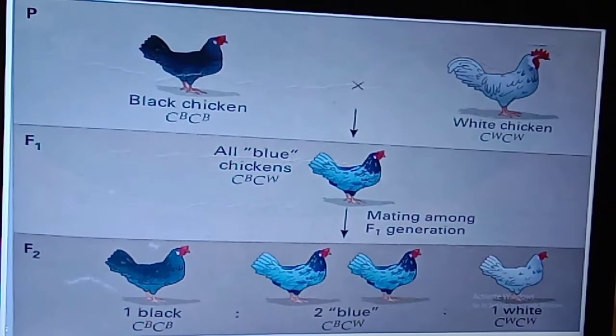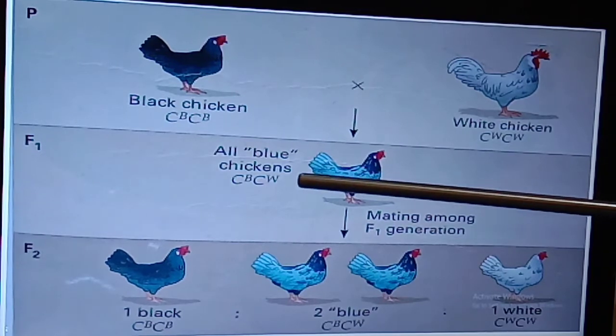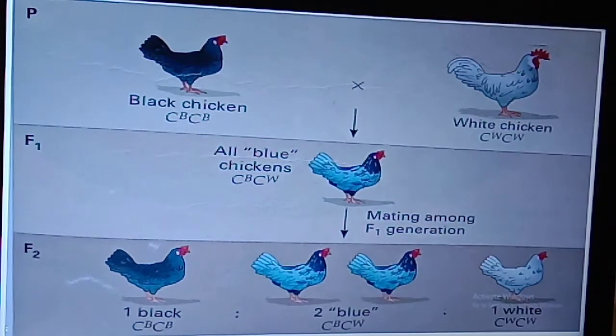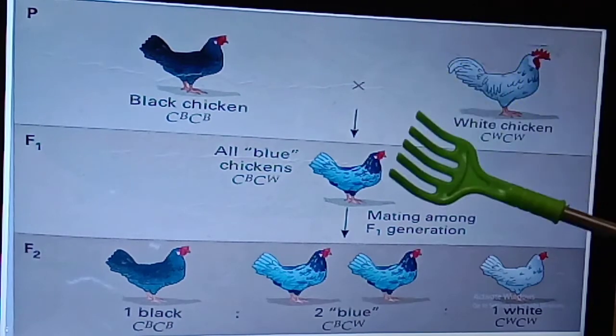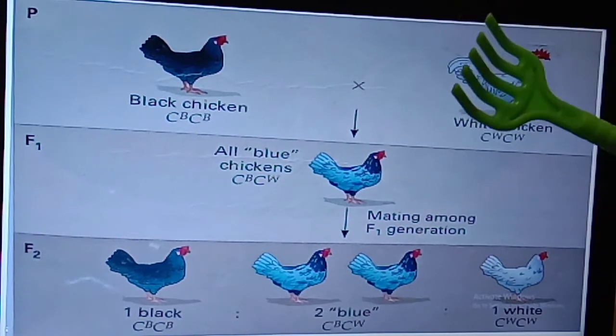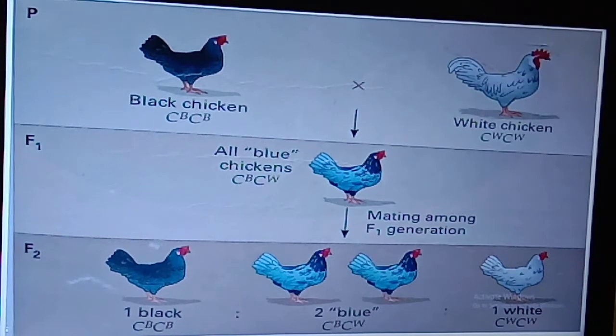Okay, what is the P generation? P stands for parental generation. So these are the parental chickens, or these are the true breeding parents. In the F1 generation, all the blue chickens here are the offspring of these parents. F stands for filial generation. Once these blue chickens are crossed, they will have offspring with black, blue, and white chickens.